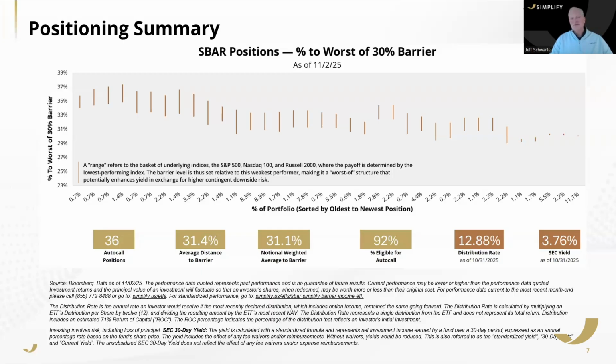Now, as far as the graph is concerned, the x-axis is the percent notional of each of the 36 contracts. So very diversified positions. And then on the y-axis, this is the distance to breaking the 30% barrier. So if I look at the 0.7 position on the x-axis on the far left, you can see that line. The length of the line shows the best performing, the second best performing, and the worst performing.